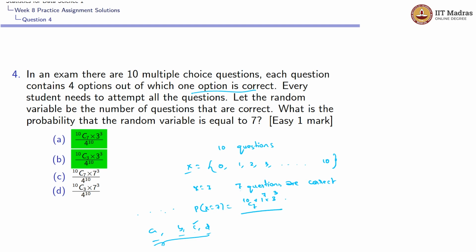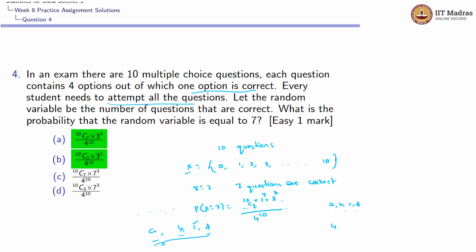So the probability would be the favorable possibilities divided by the total number of possibilities for these 10 multiple choice questions. The total number of possibilities would be, for each question I have A, B, C, D. I should be selecting any one of these options because they have said that every student needs to attempt all the questions. So for each question I have 4 options for selecting. For 10 questions I will be having 4 power 10 ways. So this is the probability that 7 questions would be correct. This is the probability for random variable equal to 7.